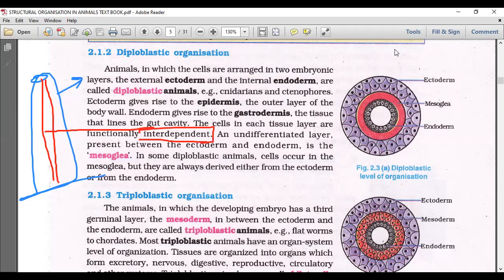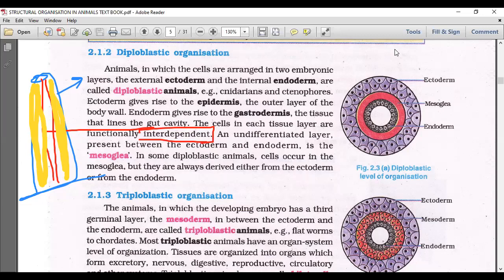An undifferentiated layer present between the ectoderm and endoderm is called mesoglea. I am showing here the mesoglea between the blue and red. I am drawing it in yellow. So what do you say, that is mesoglea between the ectoderm and endoderm? Mesoglea is present. In some diploblastic animals, cells occur in the mesoglea.